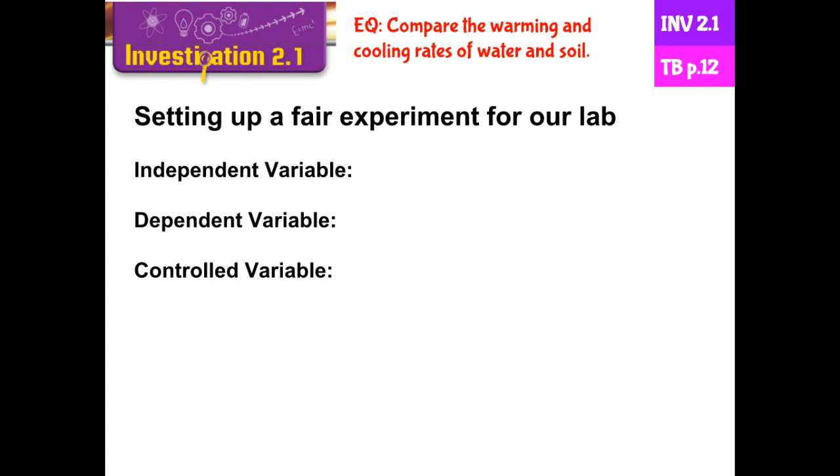Our controls are everything else that we keep the same. So looking at our controls would be maybe the distance away from the light, the type of thermometers you're using, the amount of soil and the amount of water, the amount of time exposed to the lamp and away from the lamp. So there are a variety of different controls during this experiment.